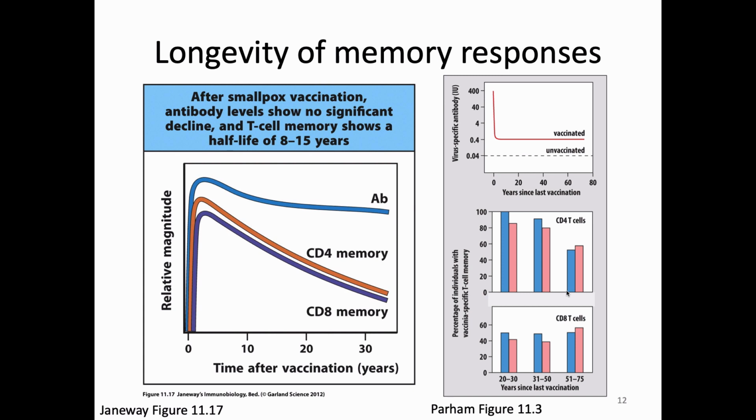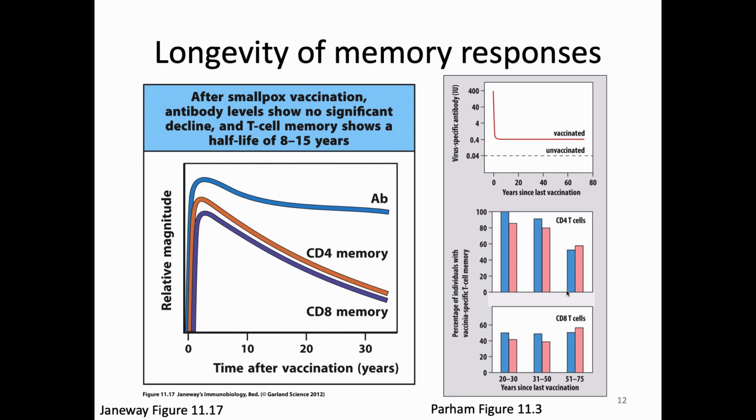And we can see that if you look out to 30 years after vaccination, that antibody level is still pretty increased relative to what it was at the beginning. It's not quite as much as at the top, but you can see a pretty high antibody response. The half-life, you can see, is pretty long. The CD4s and CD8s you can see are starting to decline. They maybe have a half-life of 8 to 15 years.